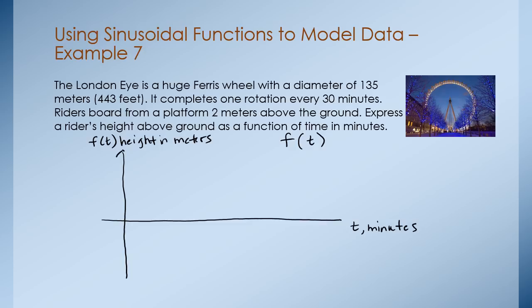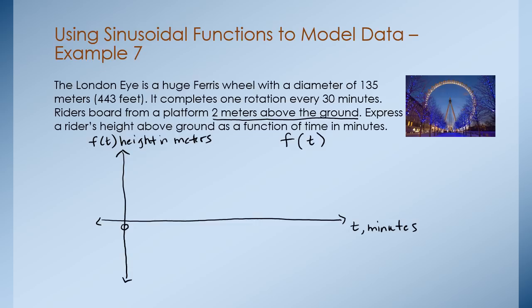And I'll put some arrows on here. I hope that I've left myself enough room. I guess we will find out. All right, so what has happened here? So at 0 minutes, I'm getting on the Ferris wheel. So remember, this is my height above the ground. And so at 0 minutes, I'm on the Ferris wheel. It says that I'm on a platform that's 2 meters above the ground. So at 0, I am at 2.